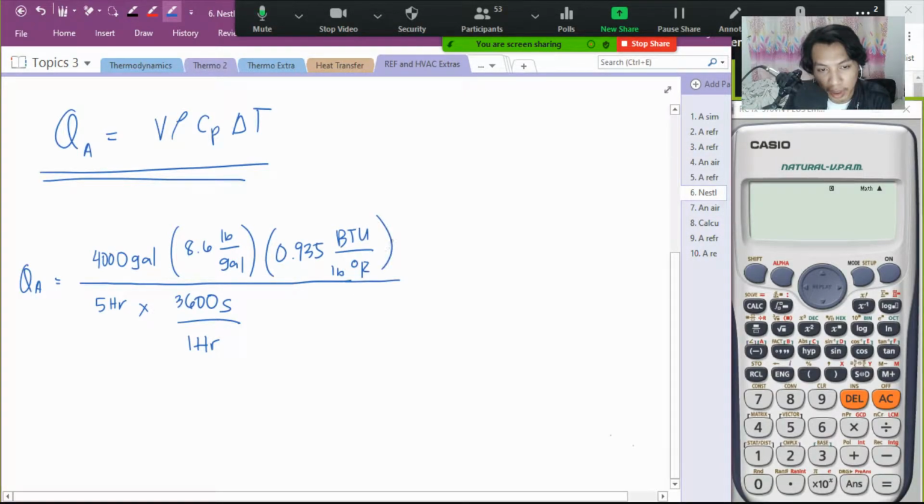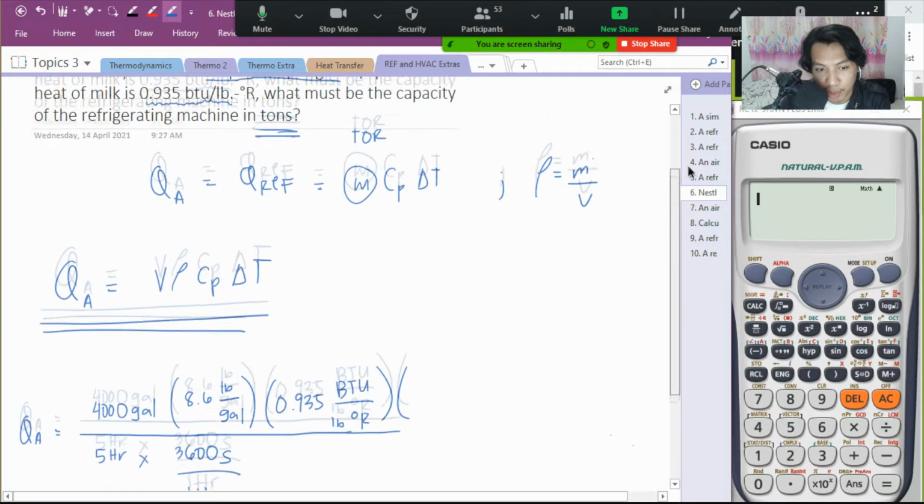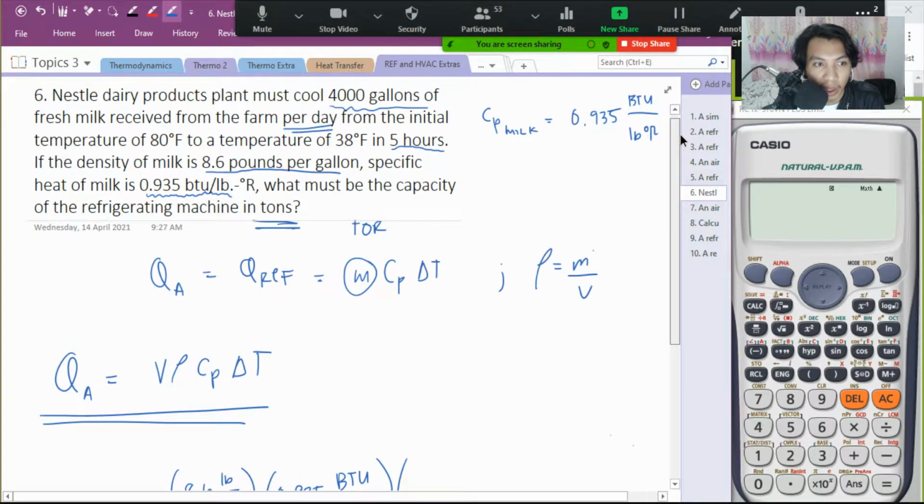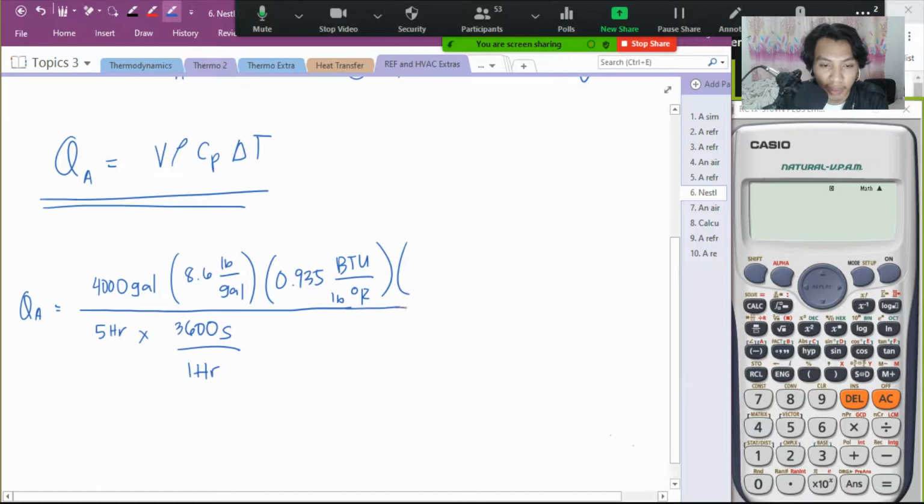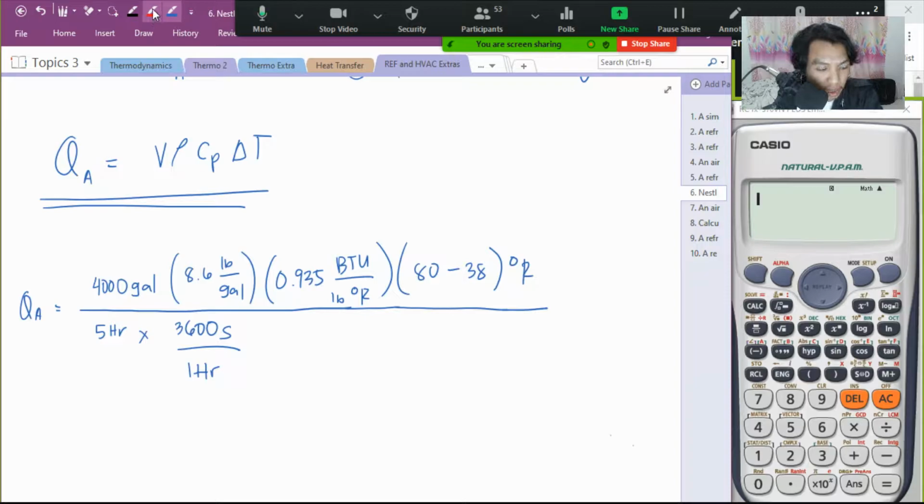As for the change in temperature, what is the change in temperature here, my friend? 80 to 38 degrees Fahrenheit, so 80 minus 38 degrees Fahrenheit. That is Rankine already. Let us see what comes out. Cancel all the same units: gallon, gallon, pound, pound, Rankine, Rankine, hour, hour. So seconds and then BTU remain. What you need here is TOR.